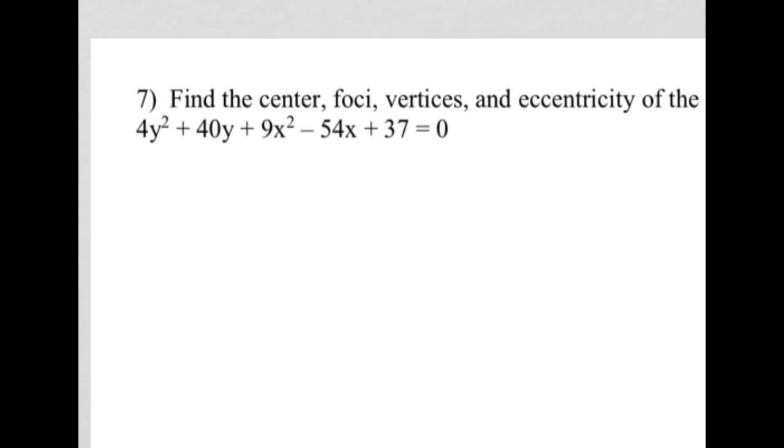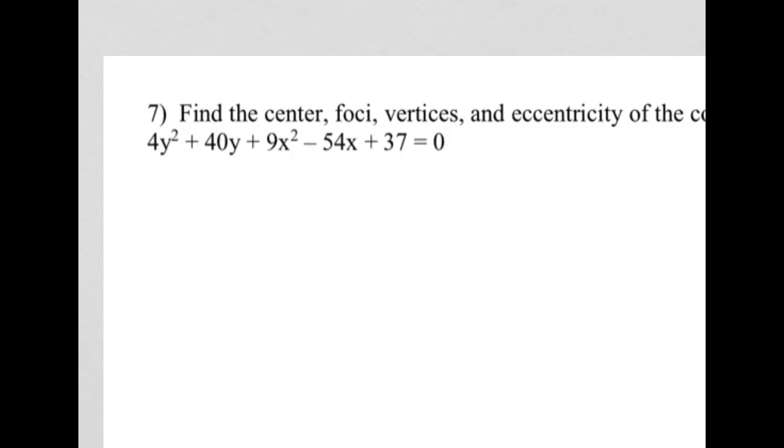And to do that, I should write this as 4y squared. Oh wait, that's already together. I was going to collect my x and y terms, but they're already collected. My bad. So what I want to do then is factor out that 4 from my y squared. What am I left with? Well, I'm left with y squared plus, let's factor the 4 out of that 40y to be left with 10y.